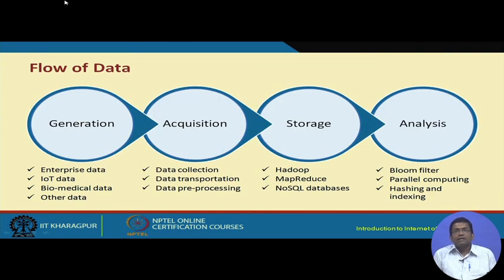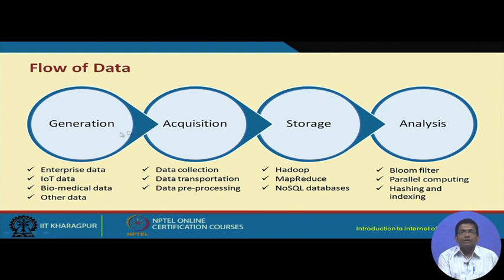So, this is how the data flows from generation to analysis. First the data is generated, then comes acquisition of the data, storage of the data, and finally analysis of the data. In terms of generation, data can be generated from enterprise systems, from IoT systems, from biomedical devices and different other devices, all of which are good sources or generators of data.